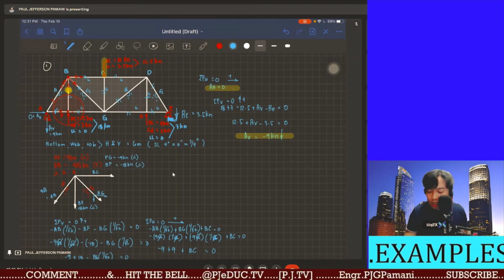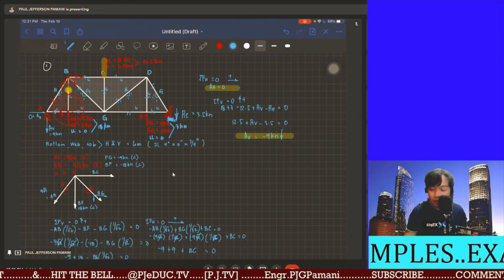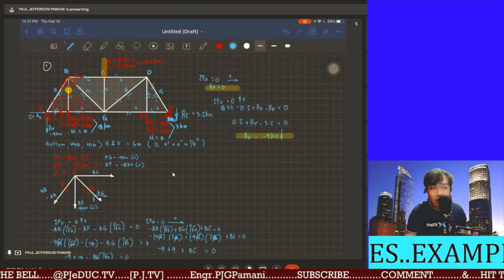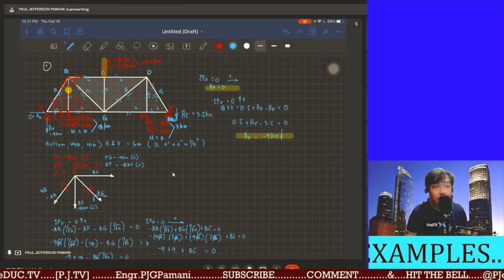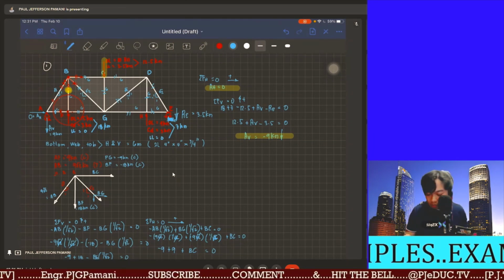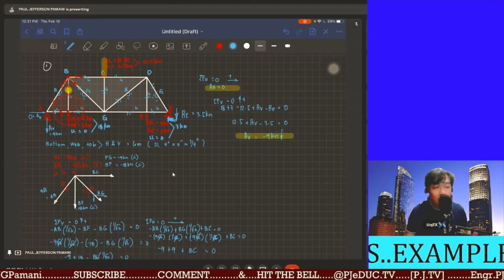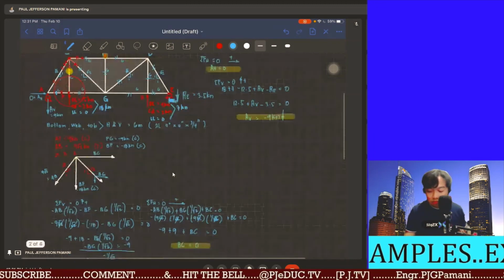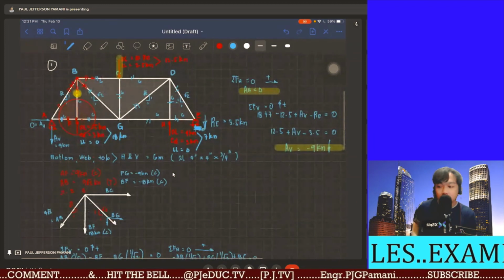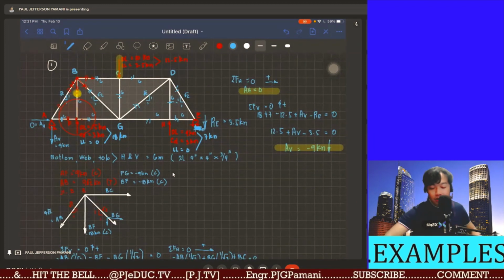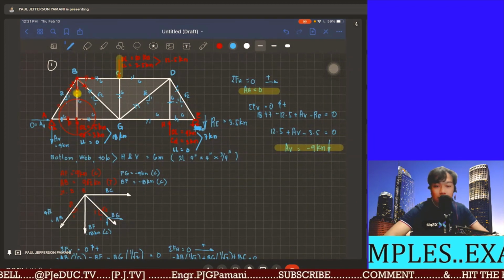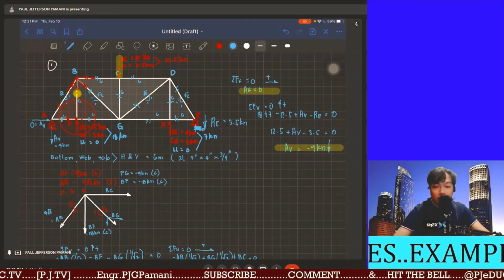apply the external forces identified on the right face of the given truss system, then basically pare-parehas lang naman, no? Question. Eksakto, 12:30. Question.